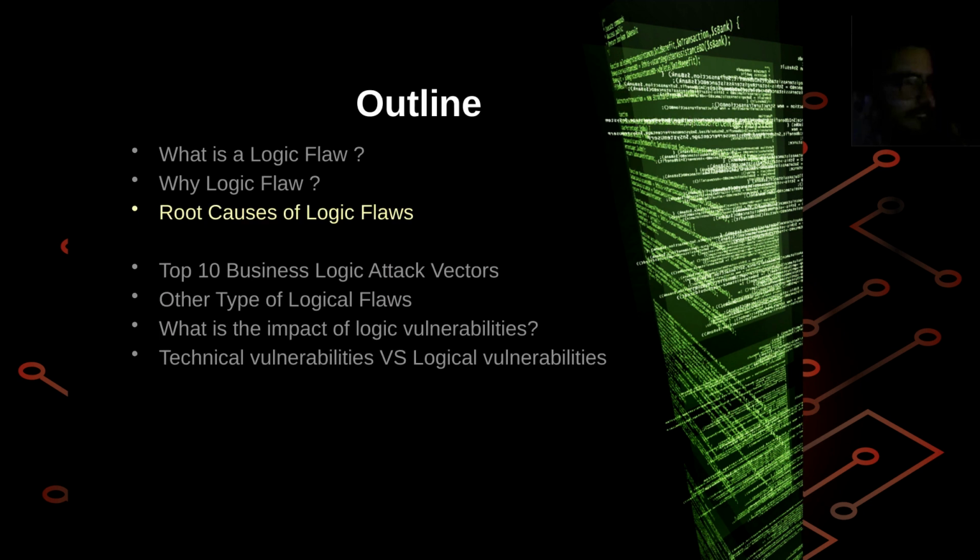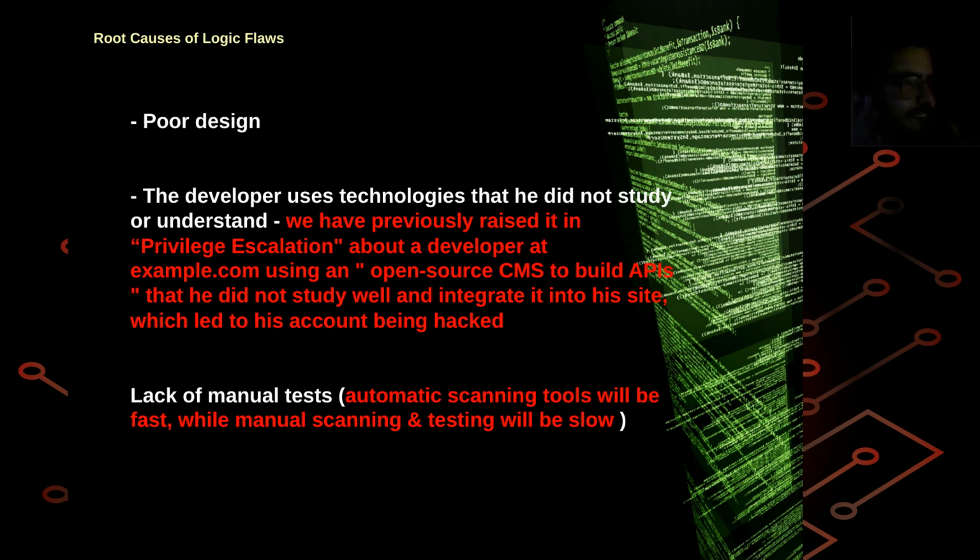So root causes of logical flaws. There are root causes of logical flaws, such as poor design, for example, and the developer uses technology that he did not study or does not understand. We have previously raised this in a previous installation about a developer on an example website using an open source CMS template API that he did not study well, and he integrated it onto his site, which led to his account getting hacked. And there are also a lot of manual tests.